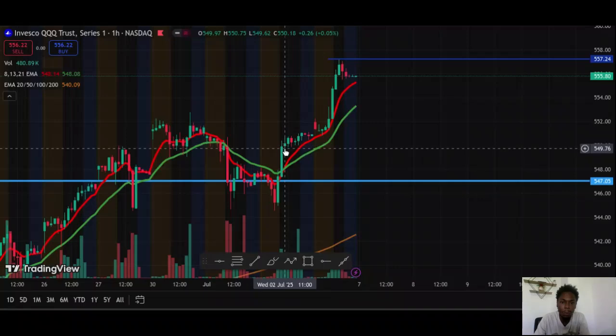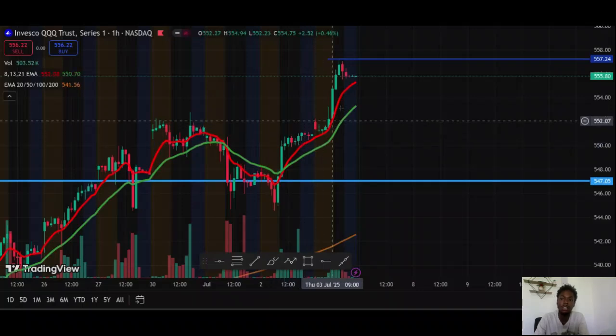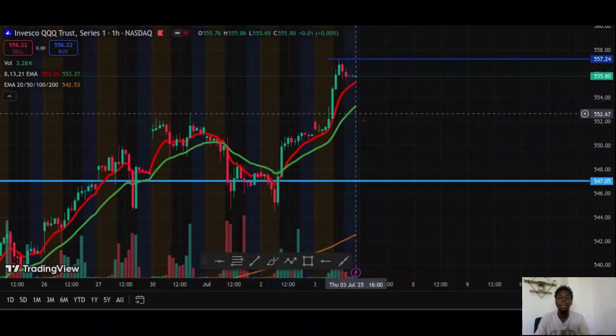You see how we broke right here, then it just kept bouncing. All the wicks, that's bouncing off there because it's getting pushed back up and it's closing right here. So it just kept bouncing at 550, then it just took off. So we can say 550, right? But let's just double check.